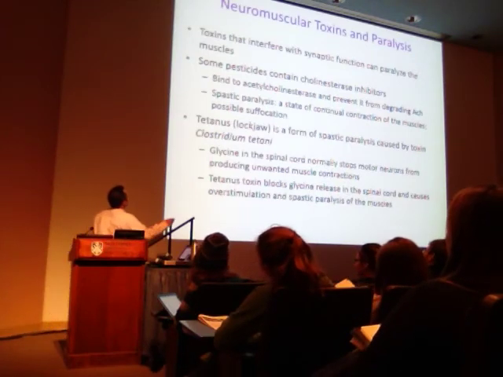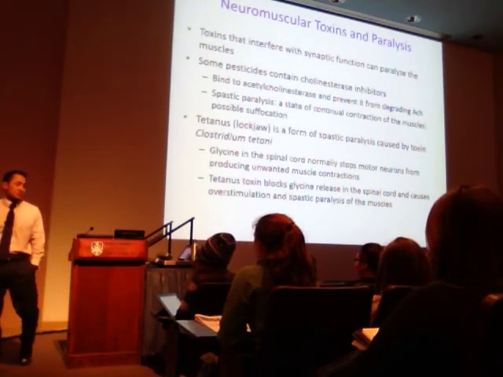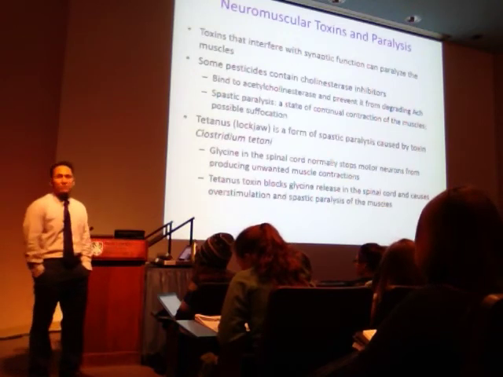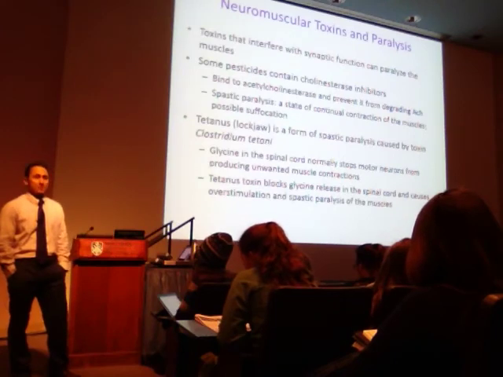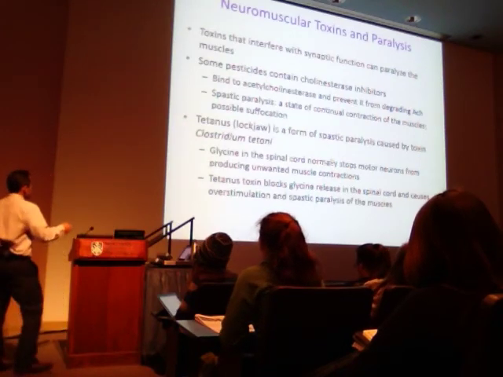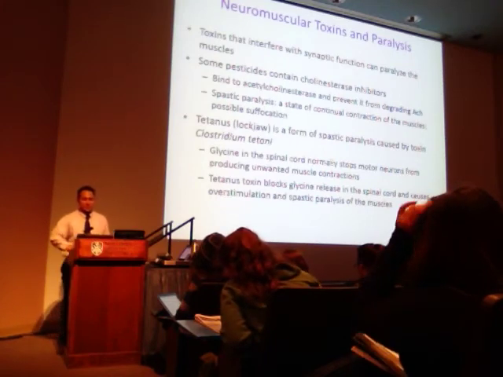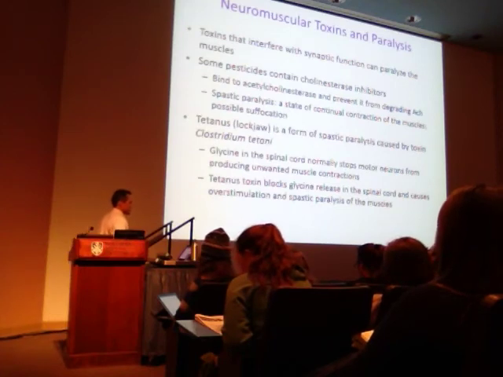All right. Neuromuscular toxins. So why do we care, right? You've got blue pictures, stuff's happening, you've got these folds, we're releasing these neurotransmitters. Okay, great. So why do we care? Well, here's why. There are some clinical ramifications to what happens at these junctions. So let's look at some toxins that interfere with synaptic function.